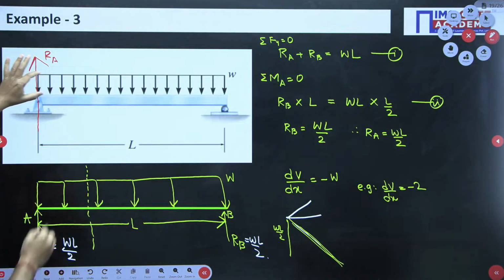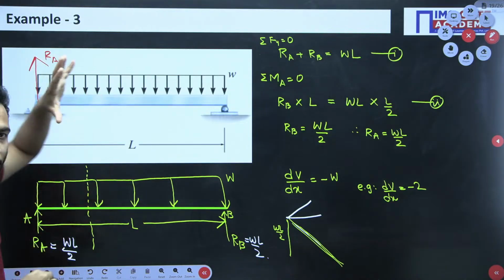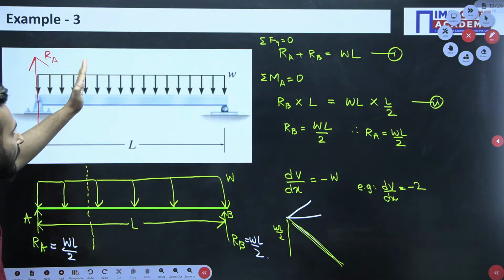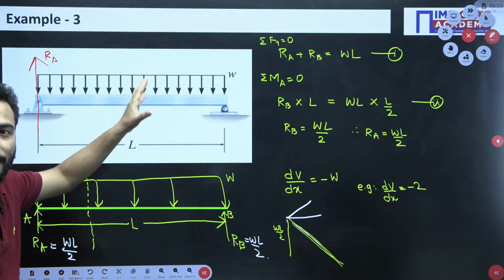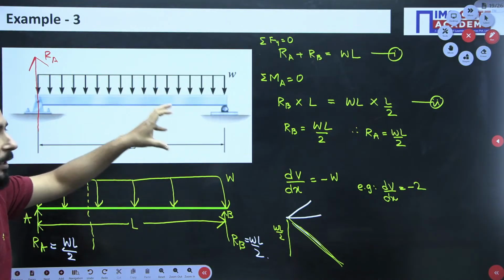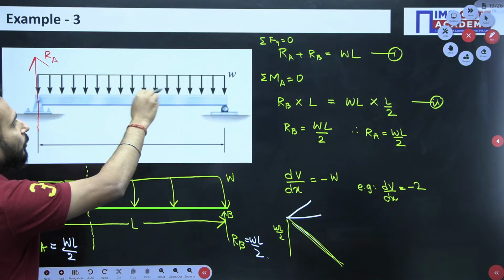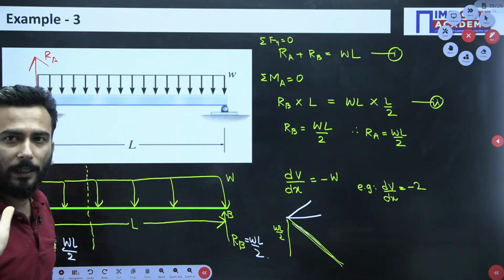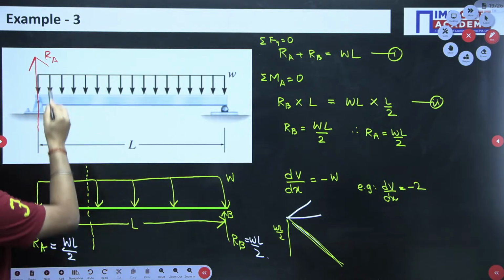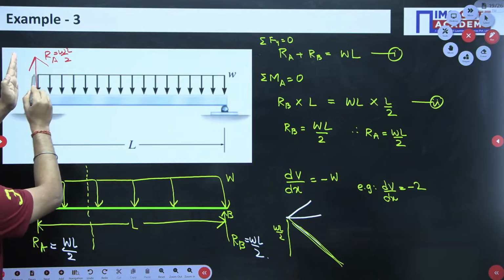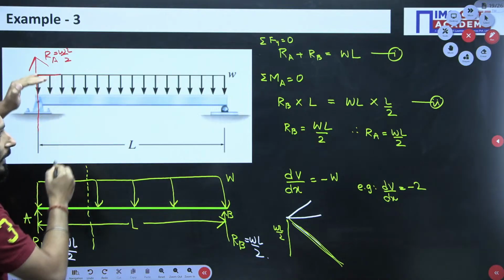Now after that, the distributed loading is trying to counter RA. Counter RA means slowly it is countering. So for example, what is the magnitude of the distributed loading? WL. What is the value of RA? RA is WL by 2. So WL by 2, and now after that it is countering.